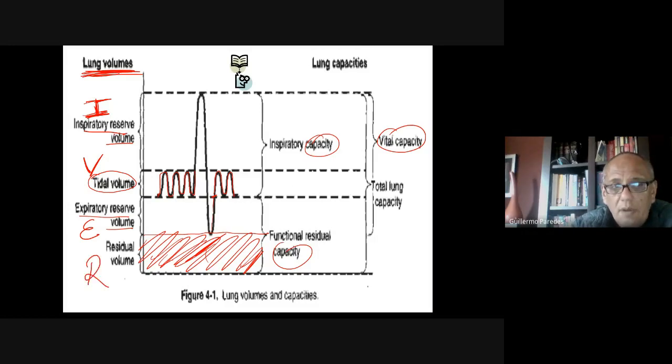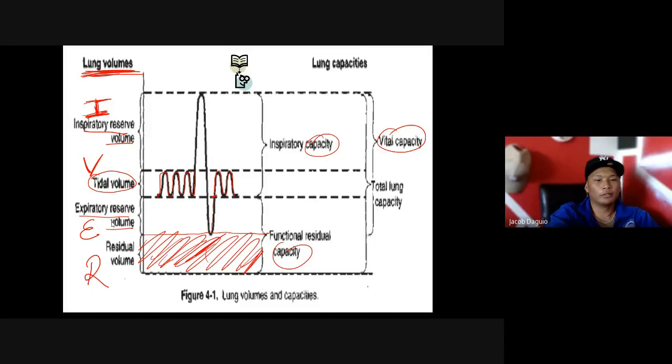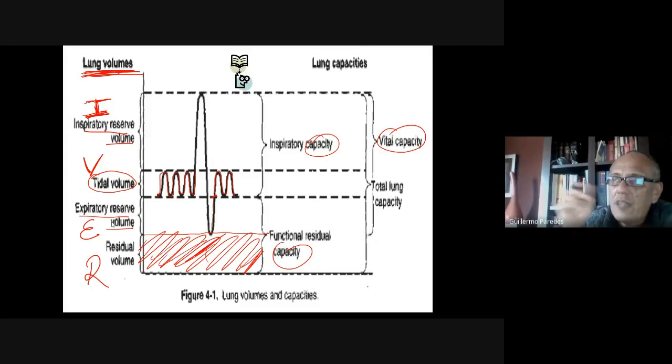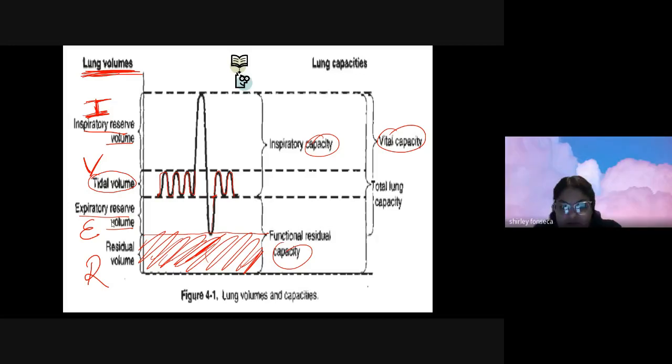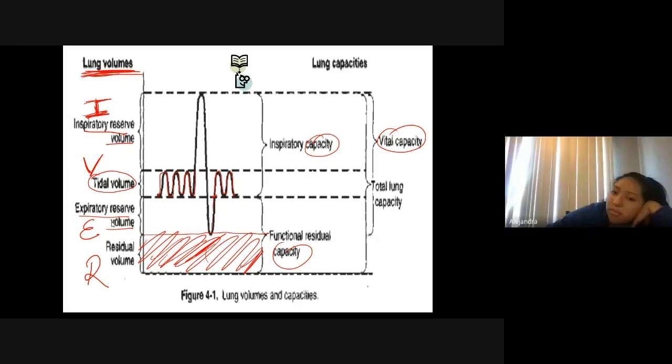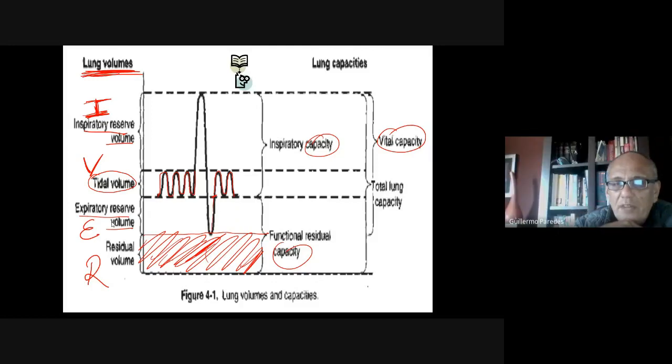So you need to remember the inspiratory reserve volume, the tidal volume, the expiratory reserve volume, and the residual volume. Can you repeat with me, please? Inspiratory reserve volume. Second, tidal volume. Expiratory reserve volume. Residual volume. One more time, very fast: inspiratory reserve volume, tidal volume, expiratory reserve volume, residual volume.